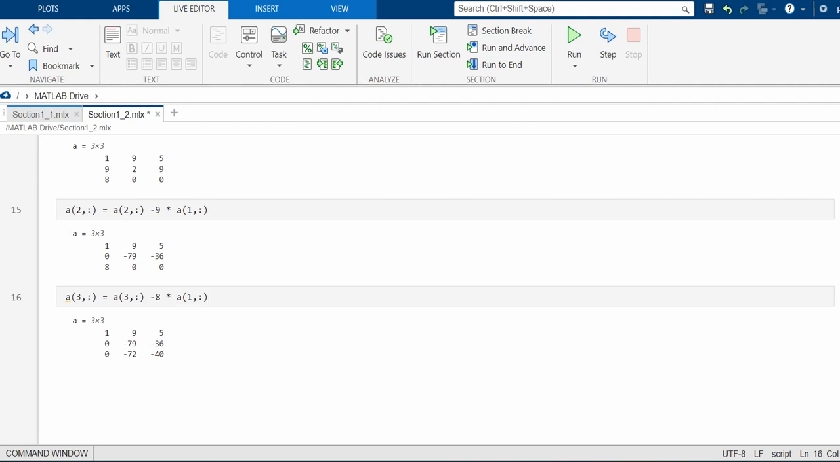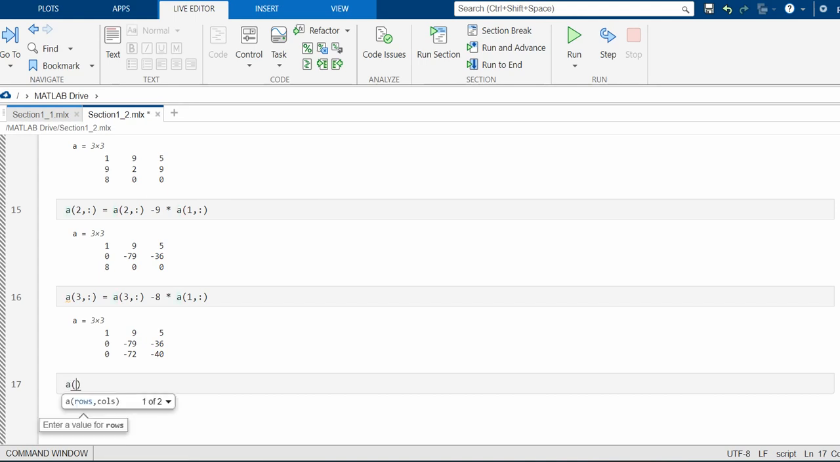I have zeros below it. And now I get to wash, rinse, repeat, and work on this 2 by 2 in the bottom right-hand corner and see what I can do with it. All right. Well, let's do it. Code block. What do I need to do?